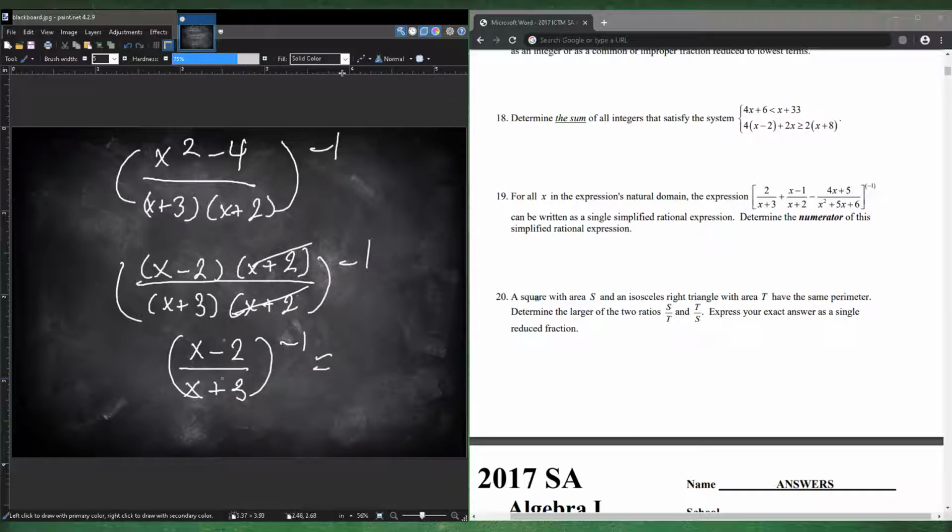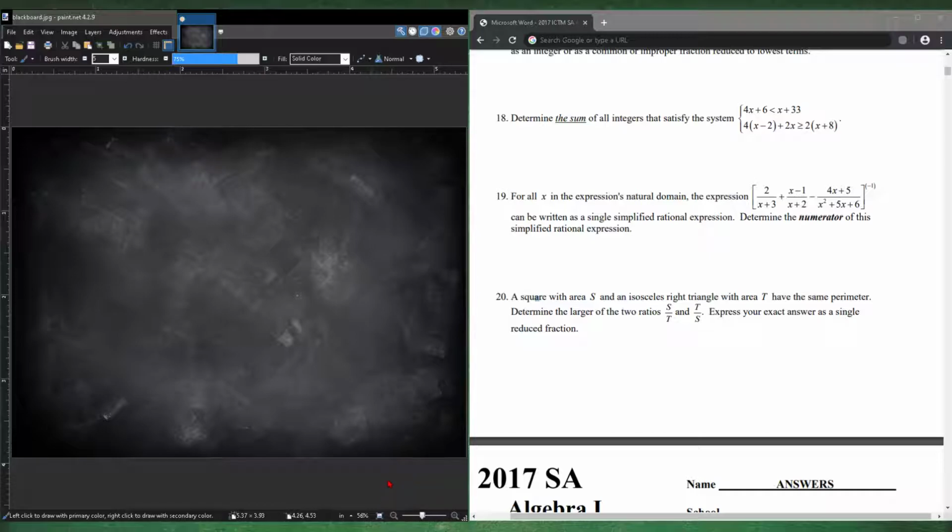which the negative 1 tells us to switch the numerator and denominator, so this is going to be x plus 3 over x minus 2. So if we want just the denominator, which is what the question is asking for, we just have x plus 3 as our answer. And that's just number 19. So this question is basically just simplifying, and that's basically it.